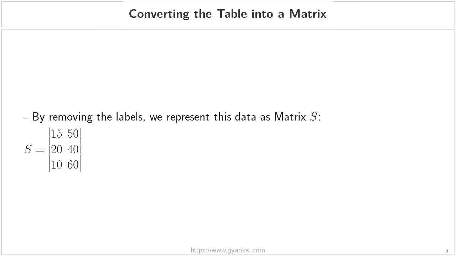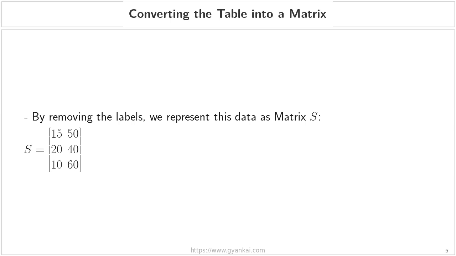Converting the table into a matrix. Now that we have organized our inventory data into a table, let's transition this into a mathematical format. In linear algebra, a matrix is essentially a table stripped of its descriptive labels. By removing the headings such as shelf, notebooks, and pens, we can represent this data purely as a numerical array, which we will call matrix S.